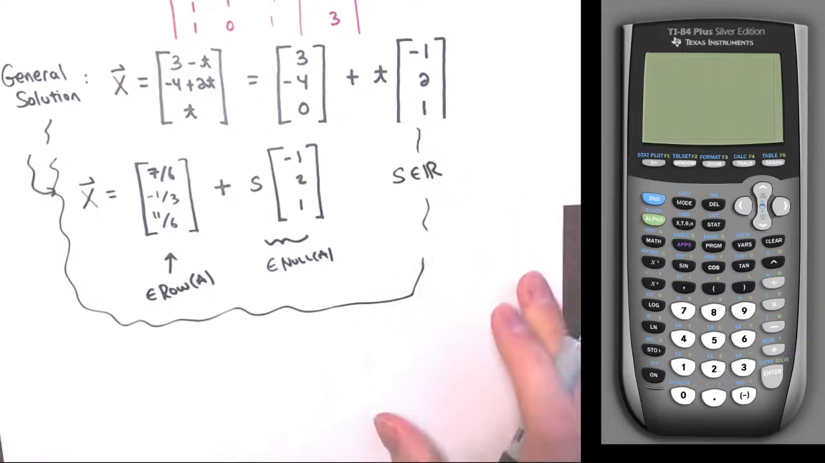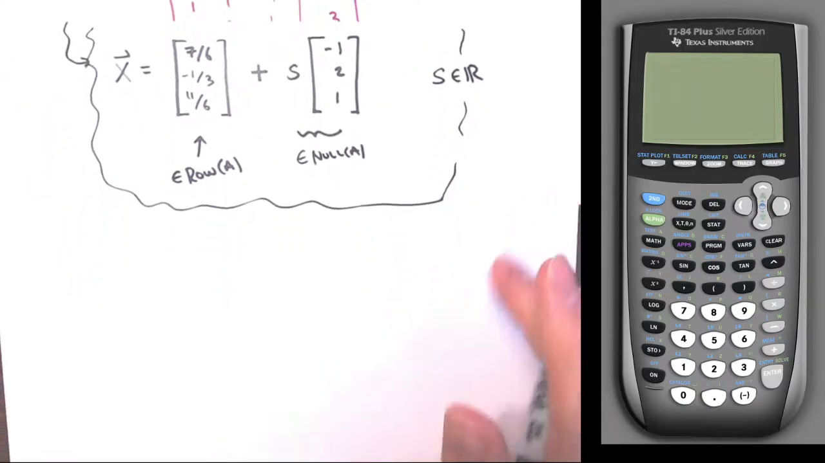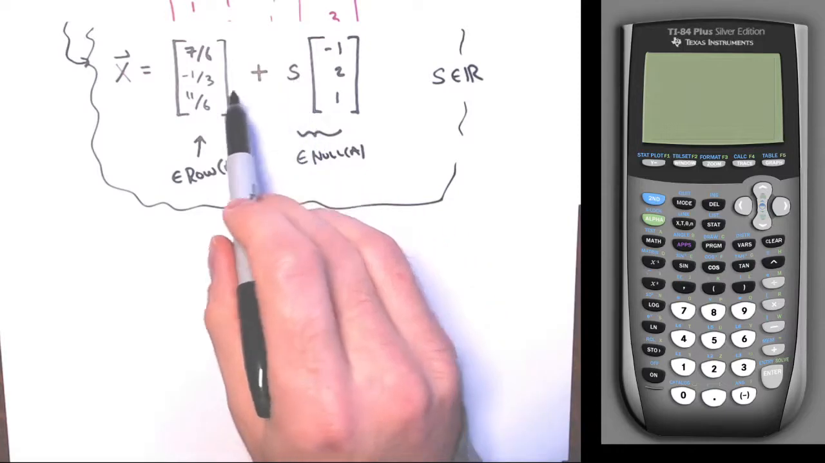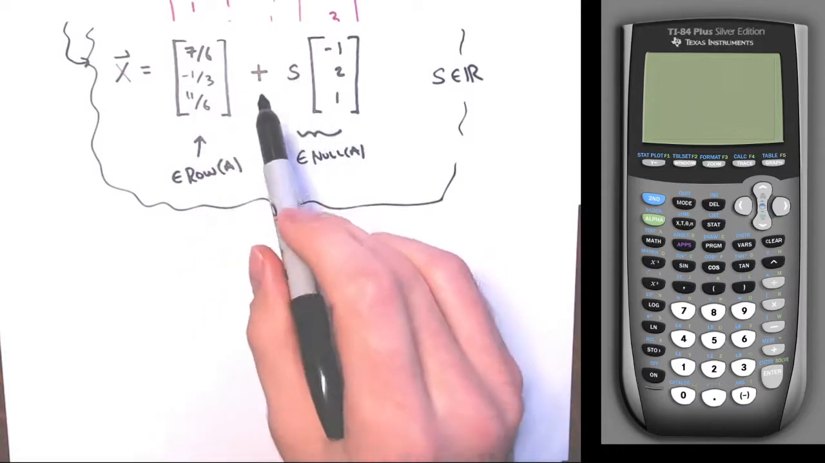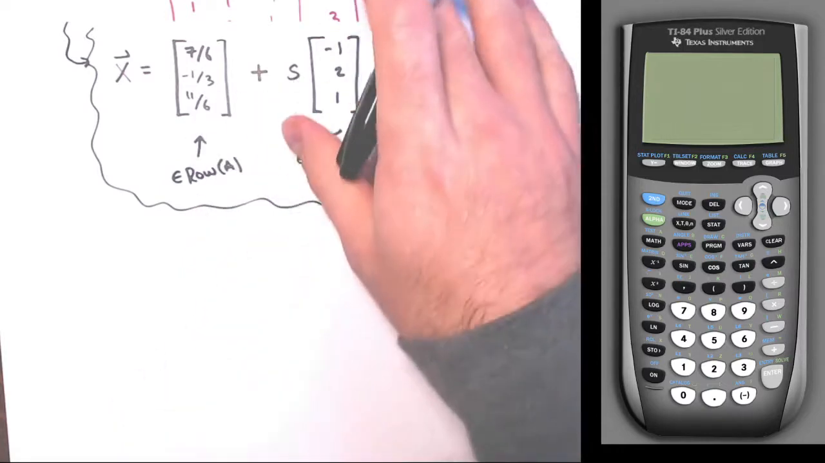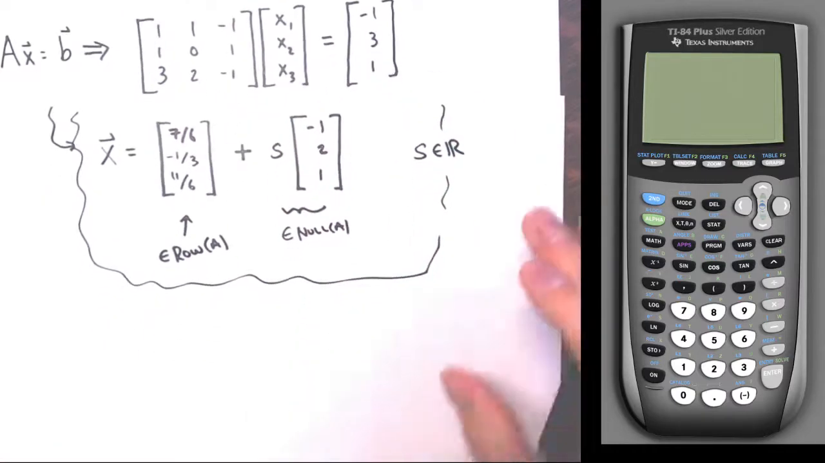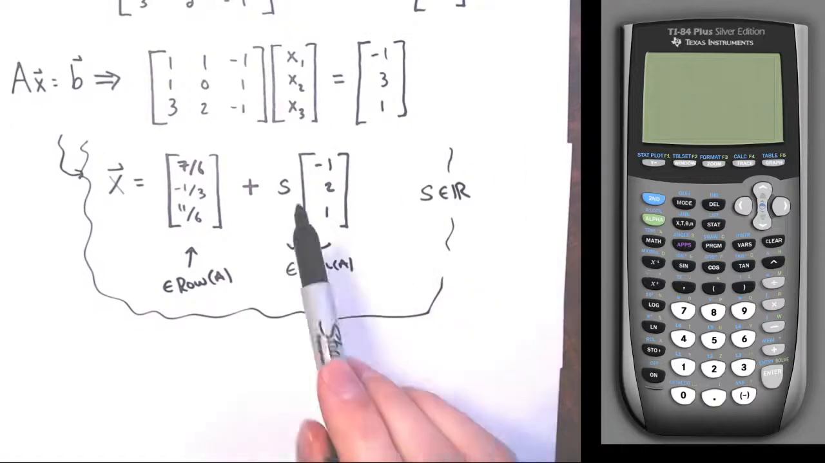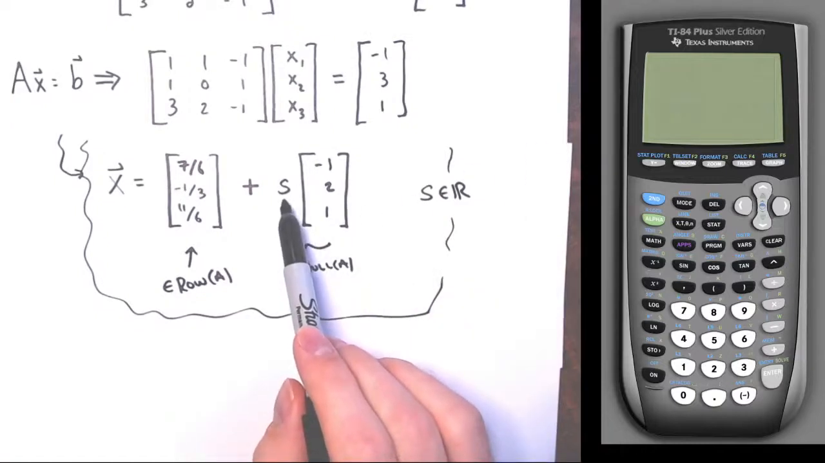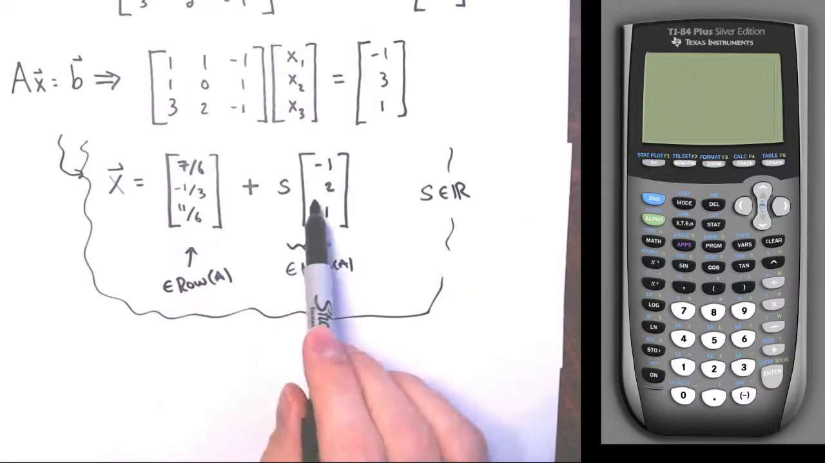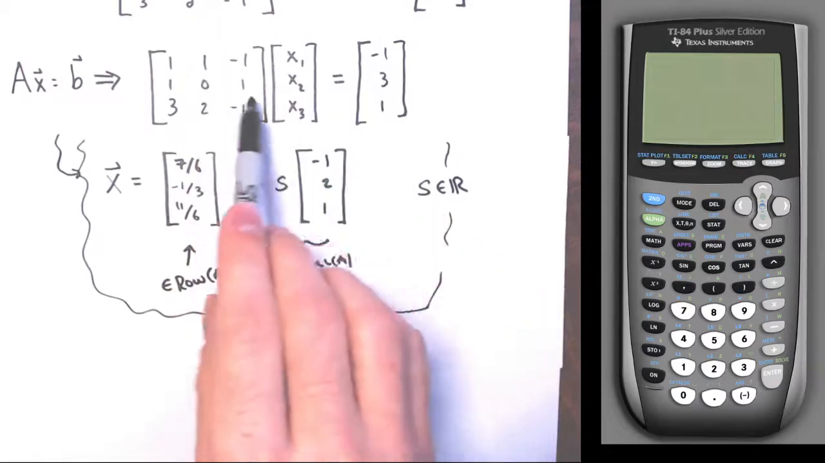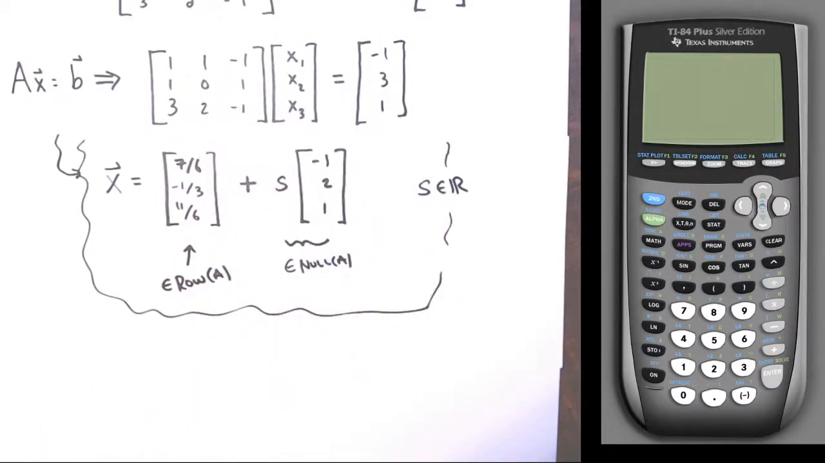And you can test it out. Replace s with any number you want and find a sum, and you'll see that you get a solution to this equation up here, this Ax equals b. You'll see that working out. And I'm not going to do that here, but you can test it out yourself. Plug in any value for s you wish, add them up, and you'll get something that satisfies this equation.